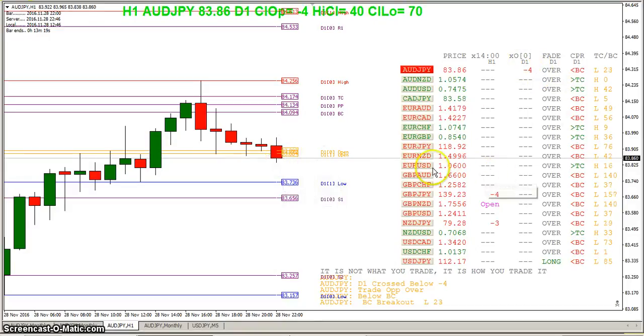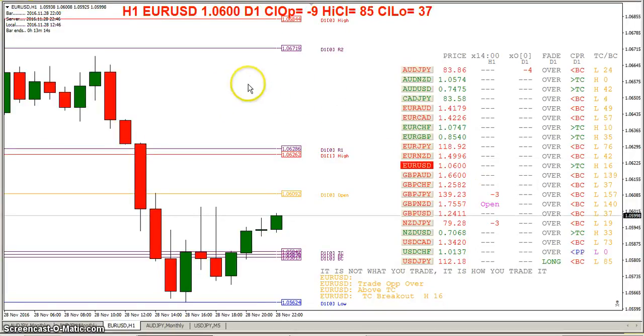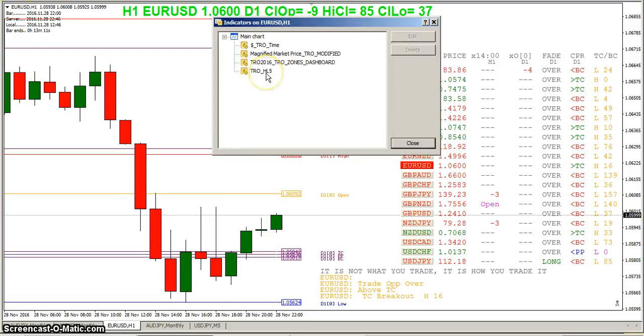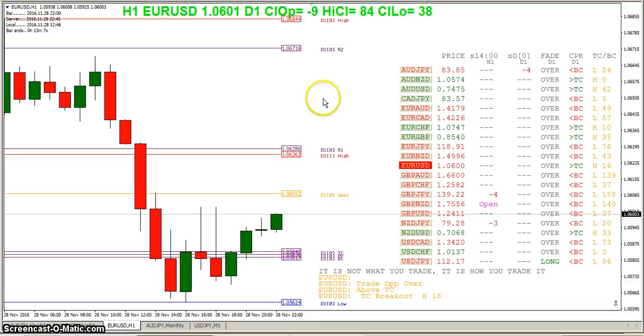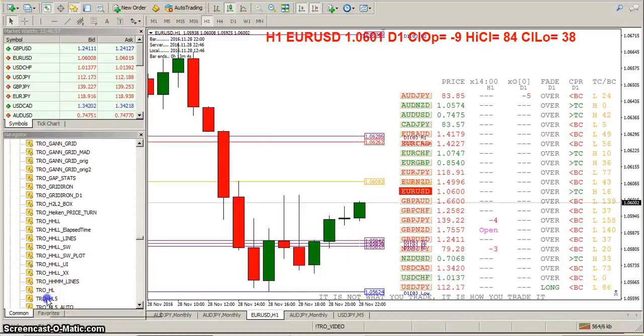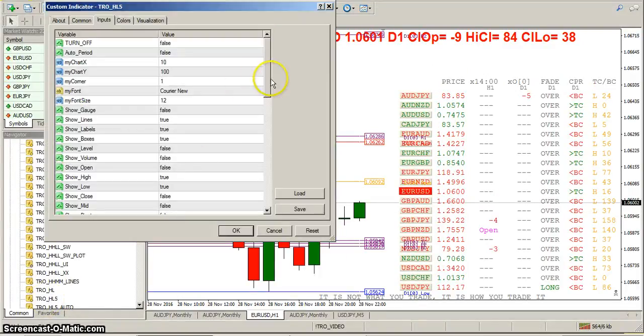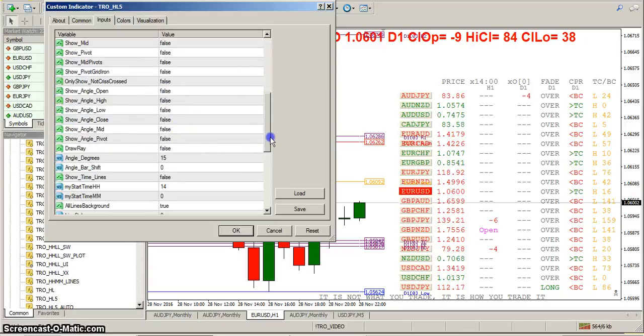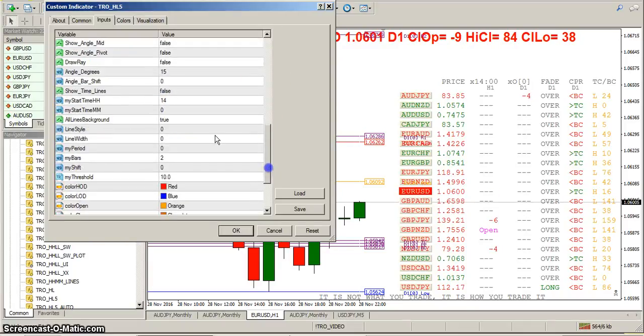Okay, and you just saw the euro flash here. So we would have to put up the time. So what we can do is we can add another copy of TRO HL5, and we're going to turn off the normal lines, and we're going to turn on the timelines. And I already have it set up for 14. That's just the default.